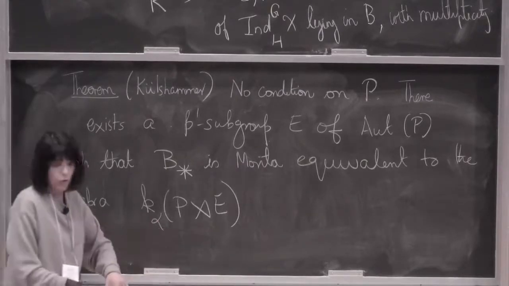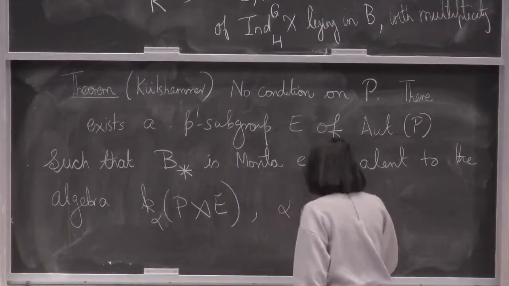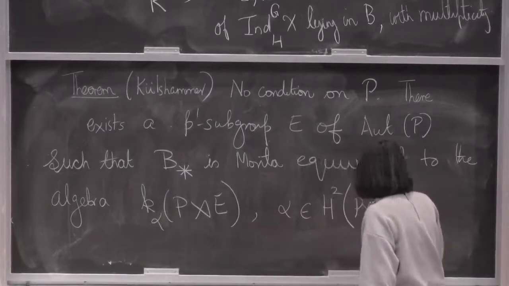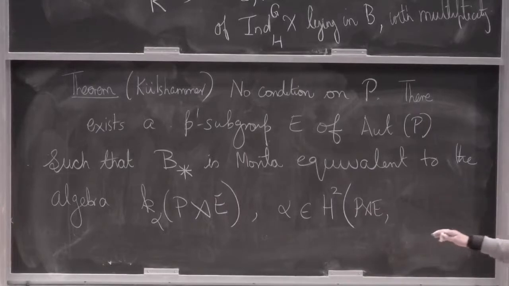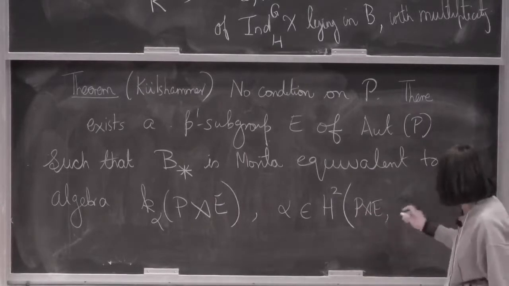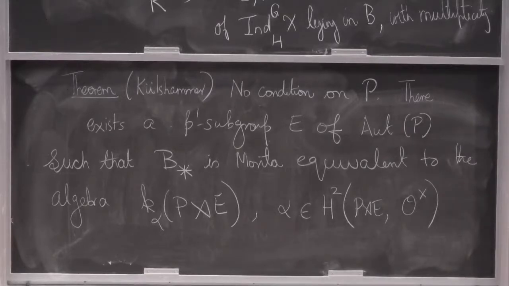Okay, so if you have any group, and you have an element in the second cohomology group of that group with coefficients in the invertible elements of your ring of coefficients, then you can form a twisted group algebra, which has a basis made up of group elements. The multiplication is just twisted by a cocycle corresponding to this class.